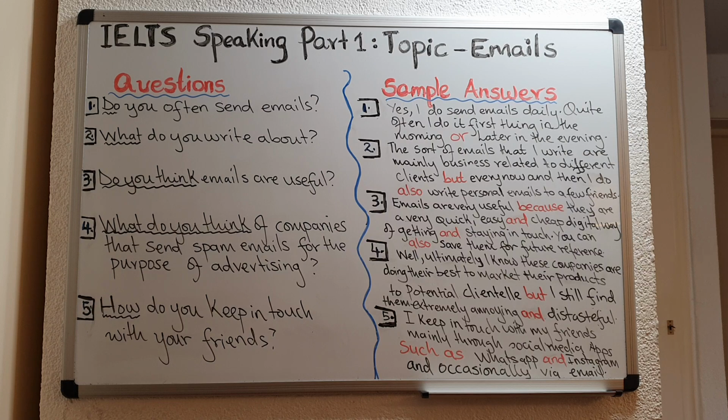And then if you look at question 4, well, ultimately, I know these companies are doing their best to market their products to potential clientele, but I still find them extremely annoying and distasteful. You notice in that sentence, I have the verbs are and find, and they are also in the present tense. And finally, number 5, I keep in touch with my friends mainly through social media apps such as WhatsApp and Instagram, and occasionally via email. And you notice there, I keep, that is also in the present tense.